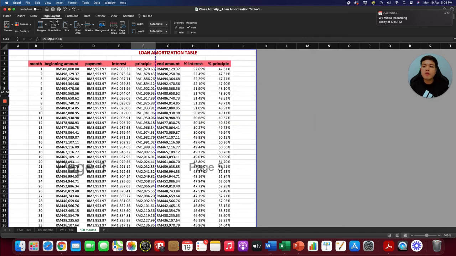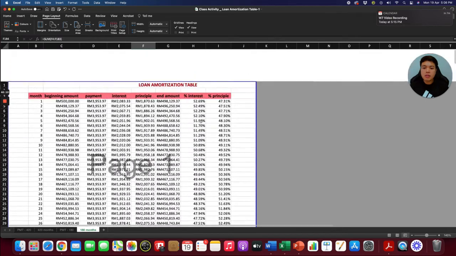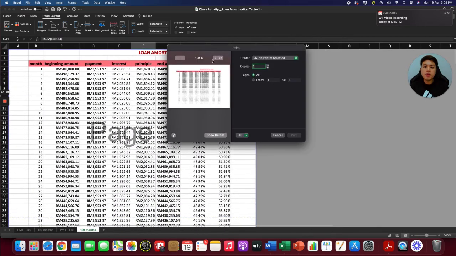So one more time, what you can do, orientation, you can change it to landscape. And then you can play around with the dots. You can drag the dots so that when you press Control P, there you go. Everything is on the same page. So it is going to be easier for you to read.